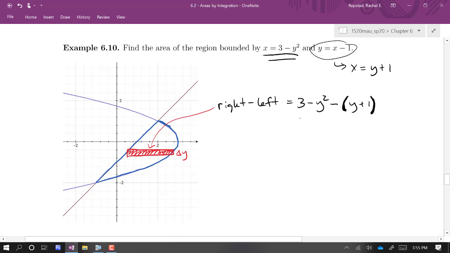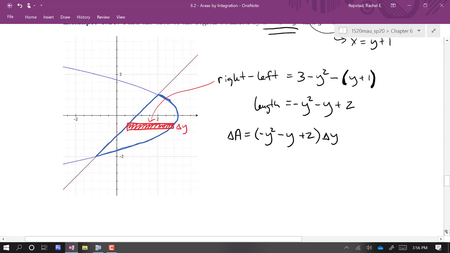I'm going to simplify this expression. And again, I like to write my polynomials in descending order of exponents. So a negative y squared minus y, and then 3 minus 1, that'd be a plus 2. There's our length, and our width is delta y. So delta A, the area of our sample rectangle, is negative y squared minus y plus 2 delta y. That means that the area integral practically writes itself. We're going to integrate negative y squared minus y plus 2 with respect to y. The delta y turns into a dy.